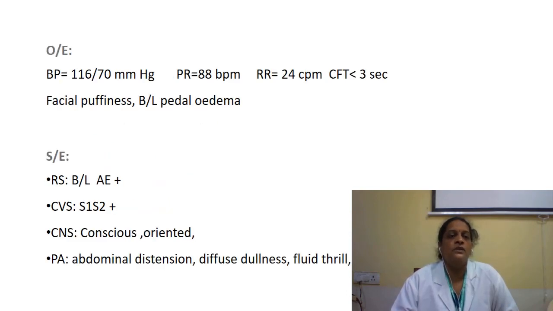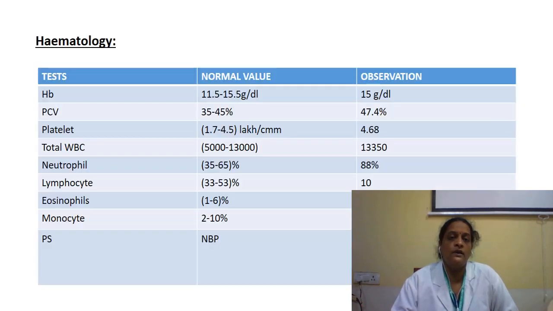On examination, the reports showed hypotension, pulse rate of 88 per minute, facial puffiness, and bilateral pedal edema. On systemic examination, the respiratory system, CVS and CNS were normal, and the patient was conscious and well oriented. Per abdomen, there was abdominal distension with diffuse dullness, fluid present, and no organomegaly.